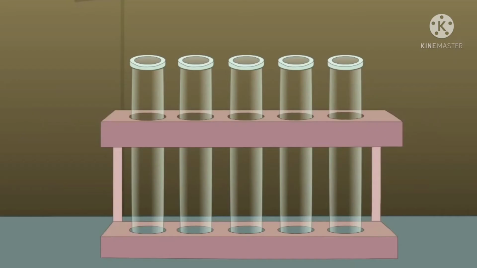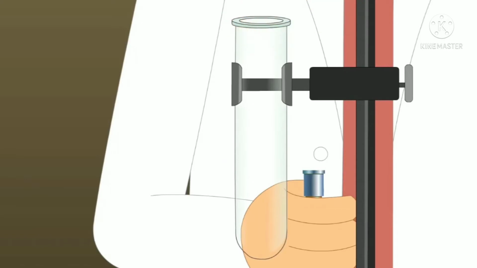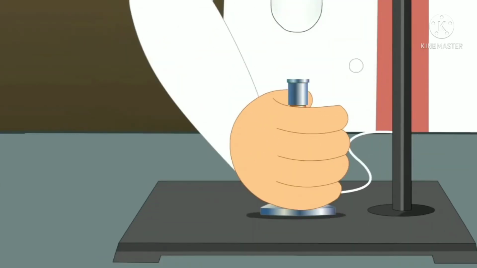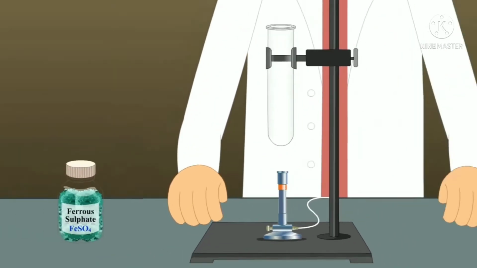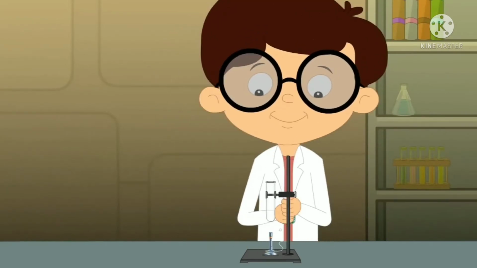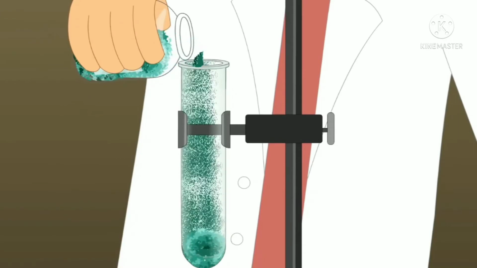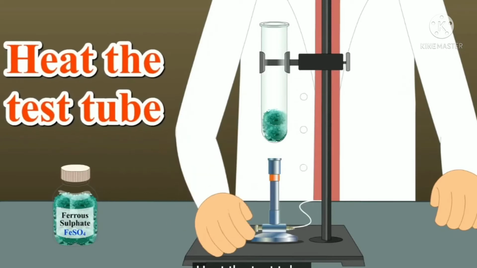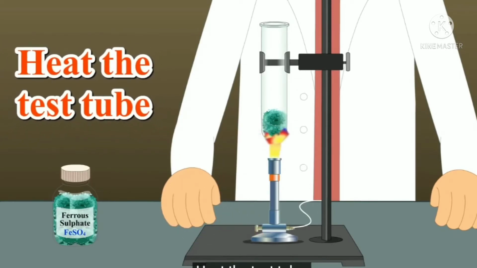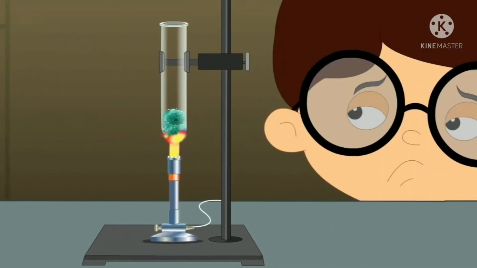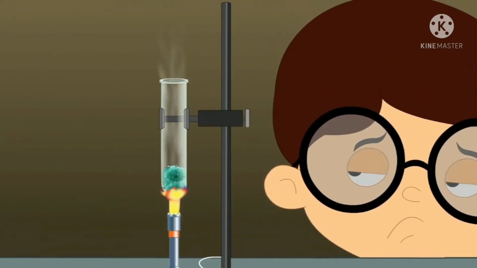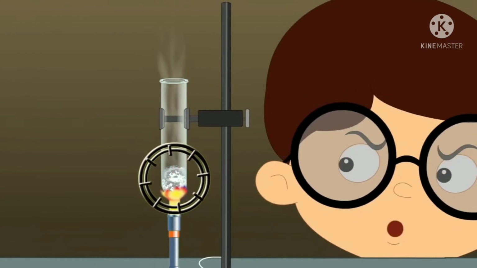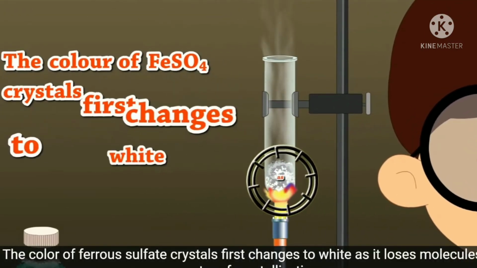See, this is the tripod stand. Tripod stand is used for holding the beaker, test tube. See, in the test tube he is putting ferrous sulfate, FeSO4, and this is the Bunsen lamp which we use for heating in the lab. See, we have to wait and see what will happen. He is observing. See, after heating, white smoke is coming out.